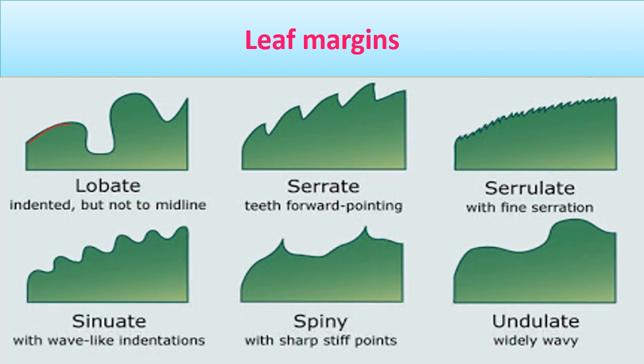Here you can see many lobes are there. This type of leaf margin can be seen in the members of Amaranthus. This is serrate margin, pointed. Then serrulate, fine points are there. Then this is sinuate. This is spiny, that you can see in Argemone mexicana. This is undulate. This is seen in brinjal, datura like plants.